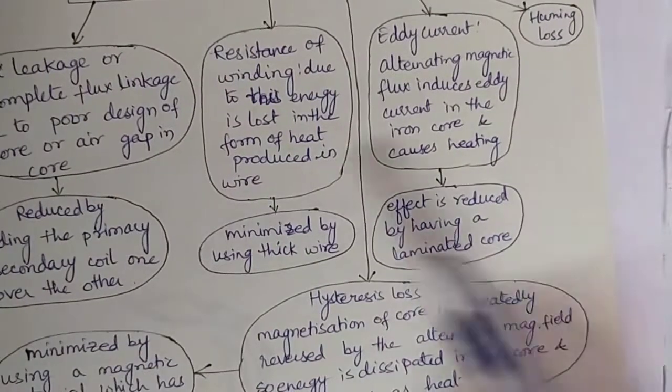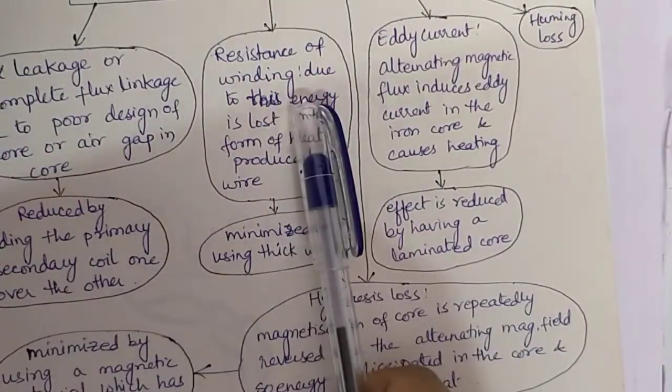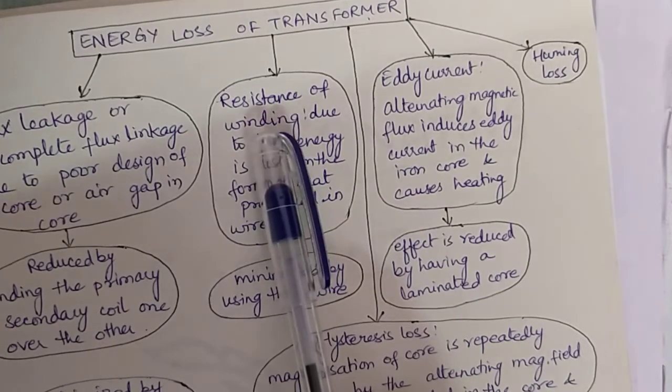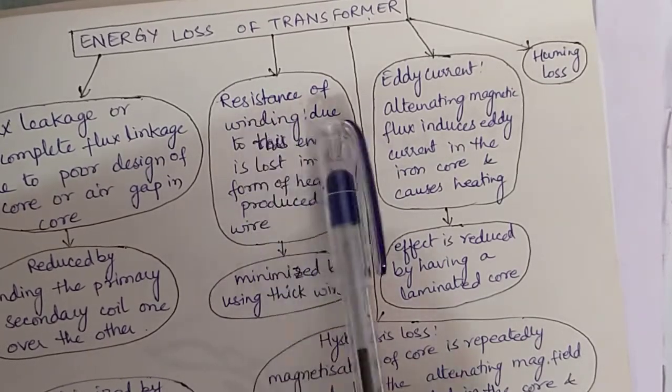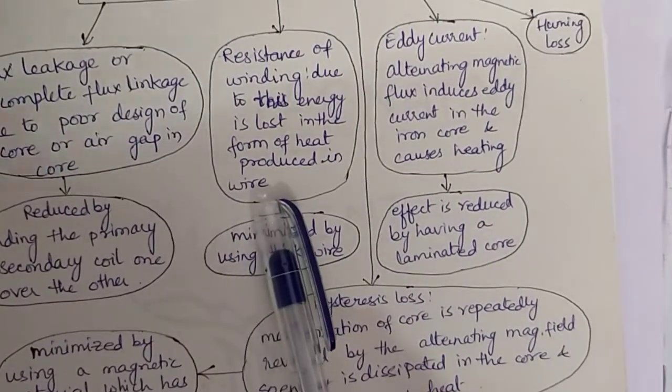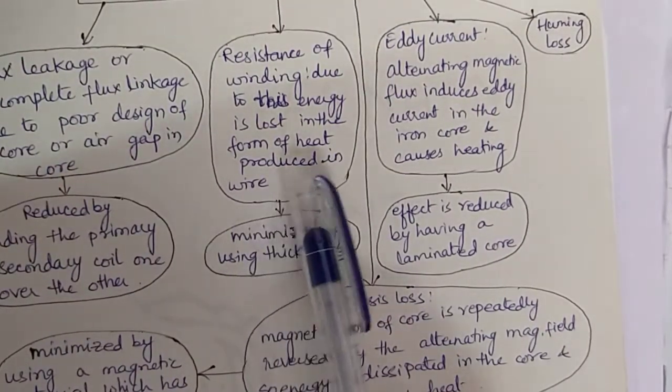Then second is resistance of winding. The wire which you are using to make a transformer coil has resistance. Due to the resistance of the winding, energy is lost in the form of heat produced in the wire, and that heat is I squared R. So there will be some energy loss because of the resistance of the wire.